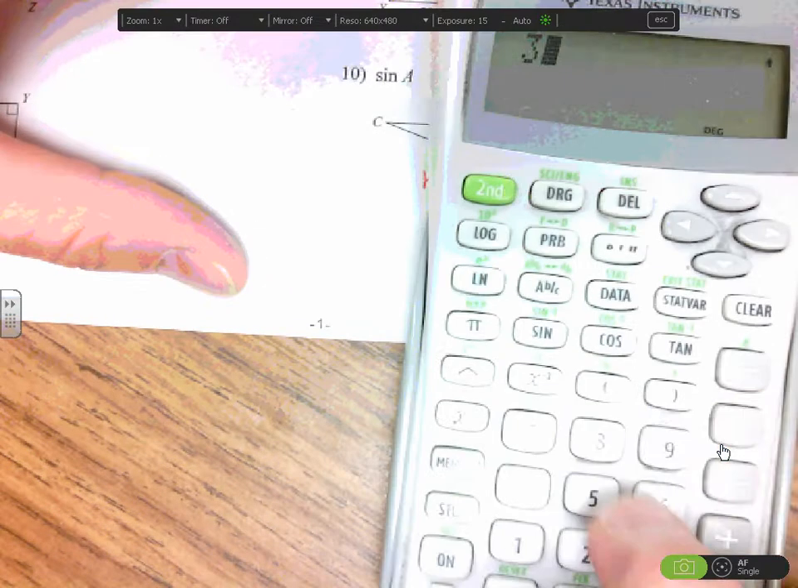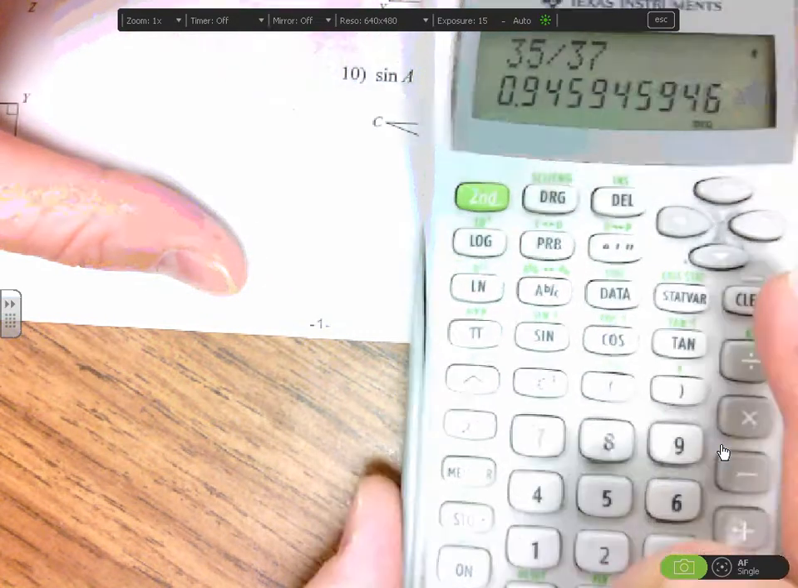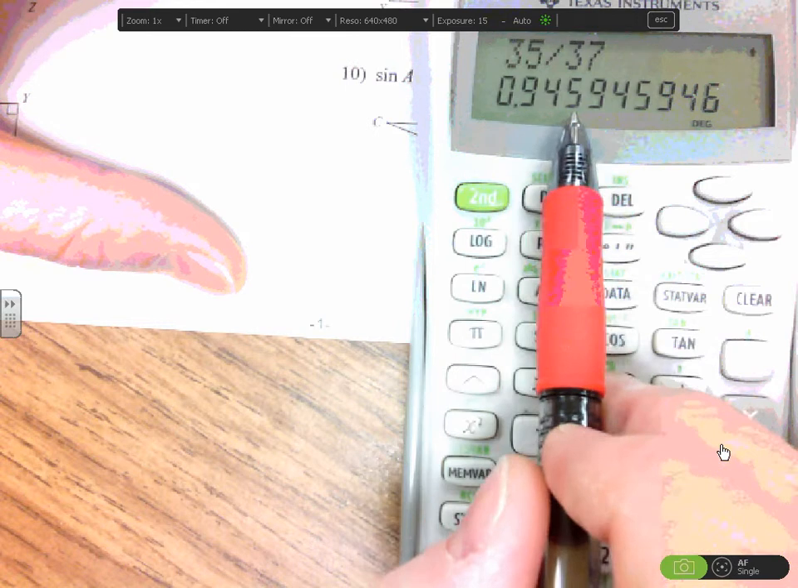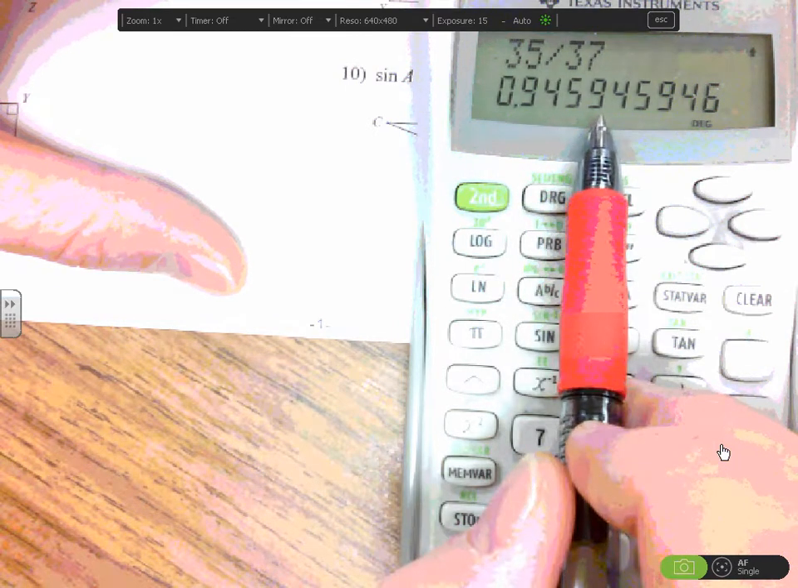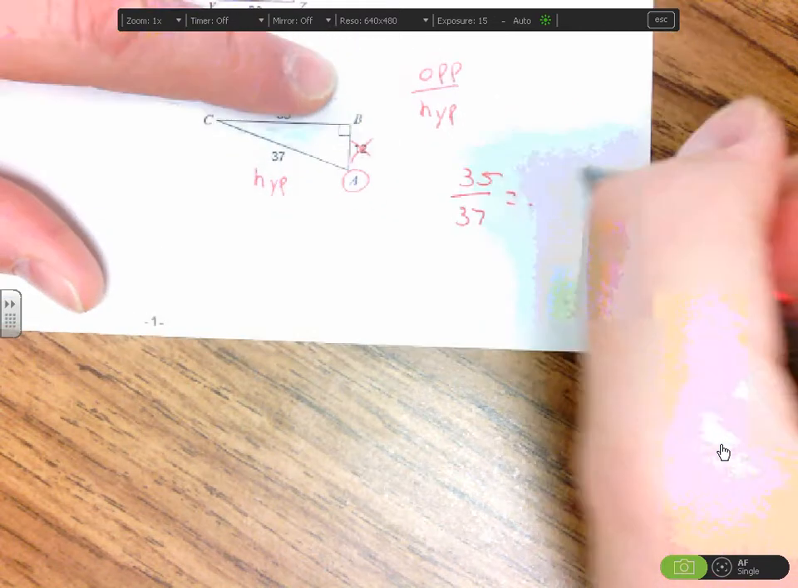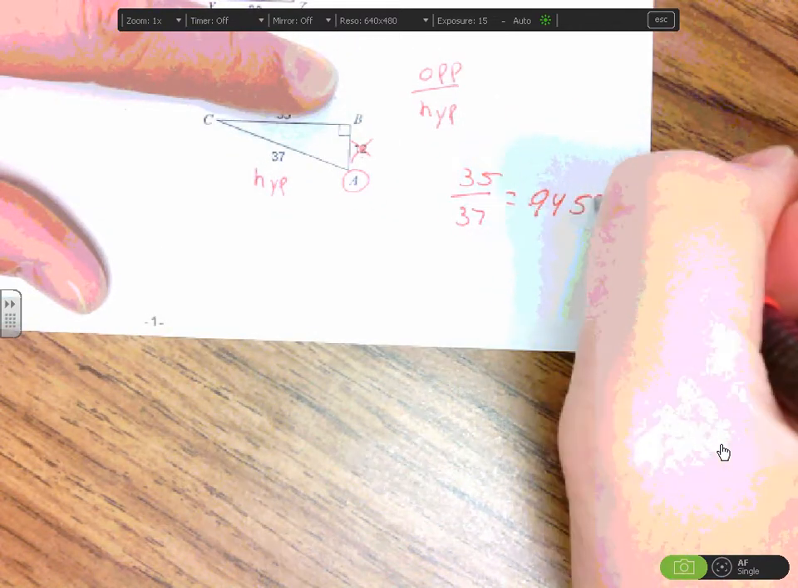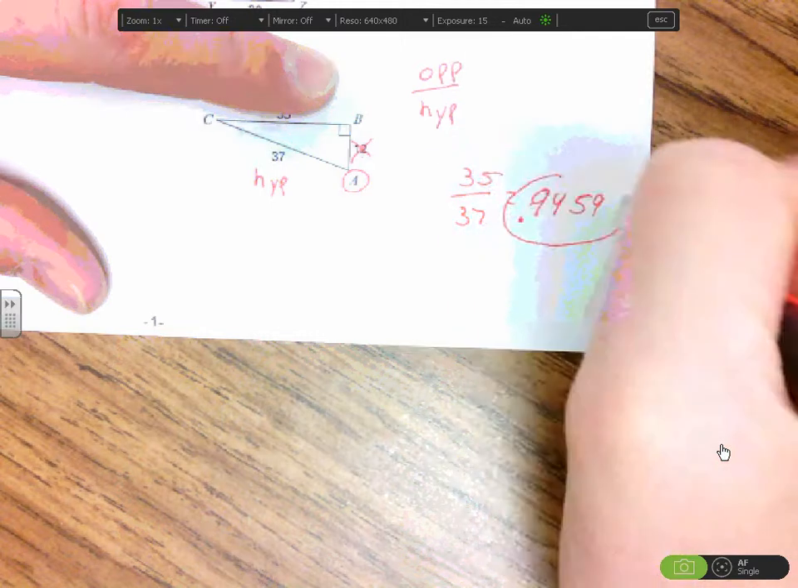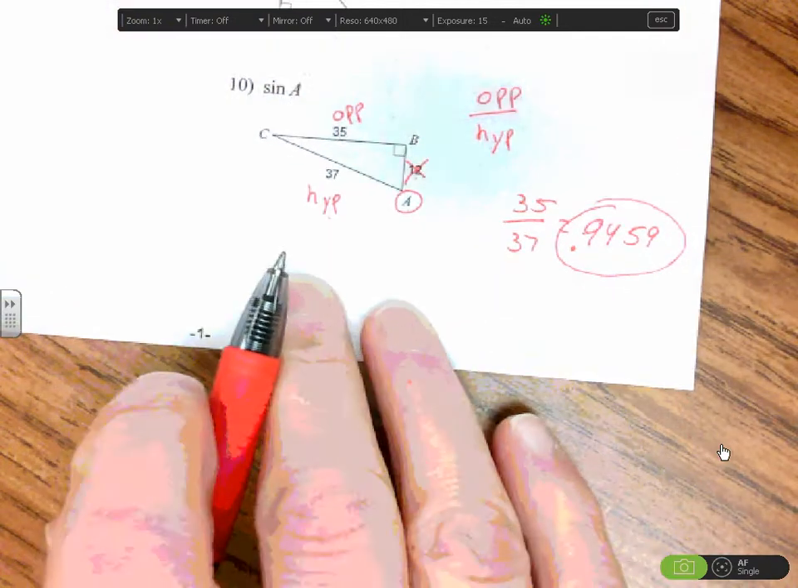So in my calculator, 35 divided by 37 is 0.9459, and it doesn't round up. So 0.9459 would be the answer to number 10.